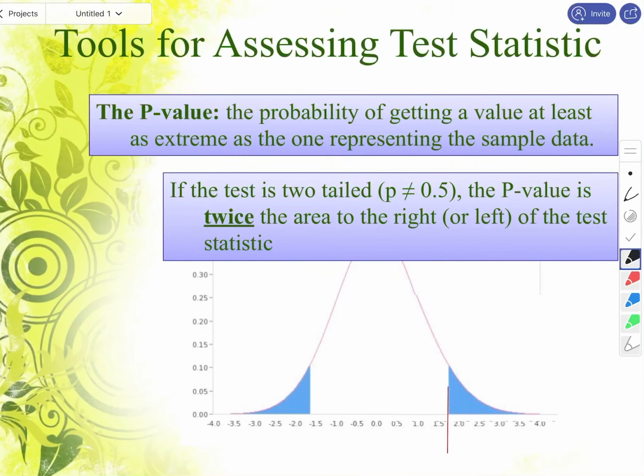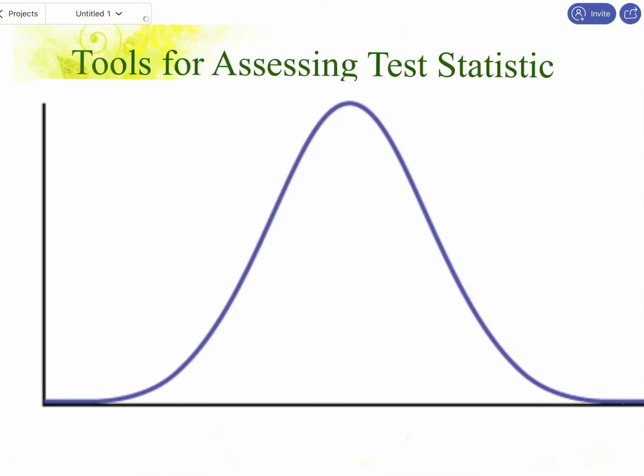Okay, so let's summarize that. If the test is a two-tailed test, so p is not equals to, say, 0.5, then the p-value is twice the area to the right or left of that test statistic.